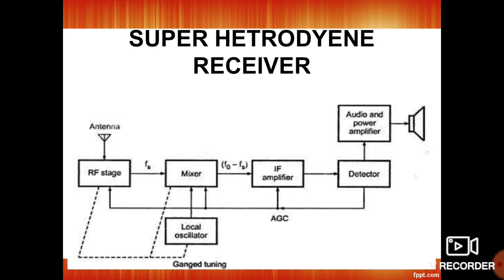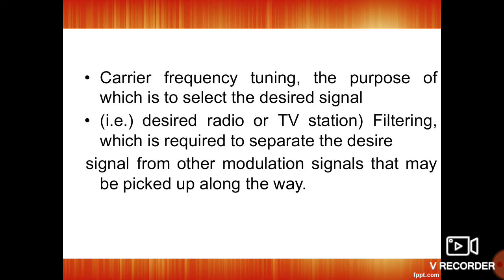So, the advantage of the superheterodyne receiver is that the selectivity of the receiver is better, since IF amplifiers are narrow in band and they operate only in the IF range, and the design of IF amplifiers is relatively simple, since they operate in the IF stage.